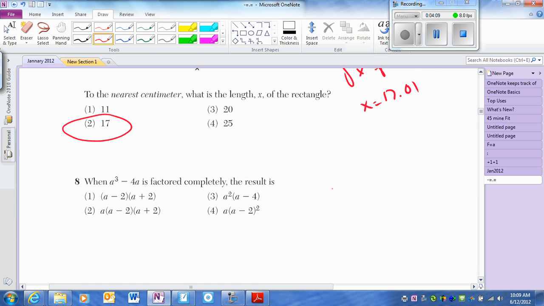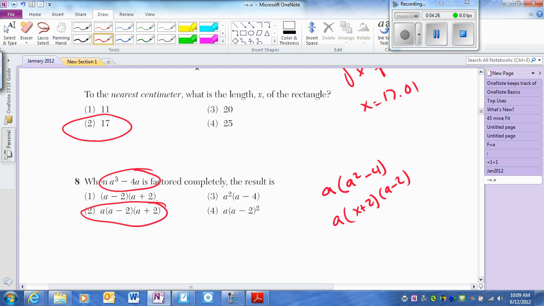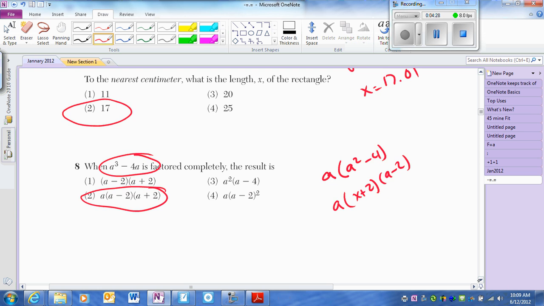First rule of factoring is take out a GCF. So my GCF is a. I'm left with a squared minus 4. Remember, this is the difference of perfect squares. So it's a plus 2, a minus 2. I could have put that in my graphing calculator and that in my graphing calculator, and you would see that they would match.